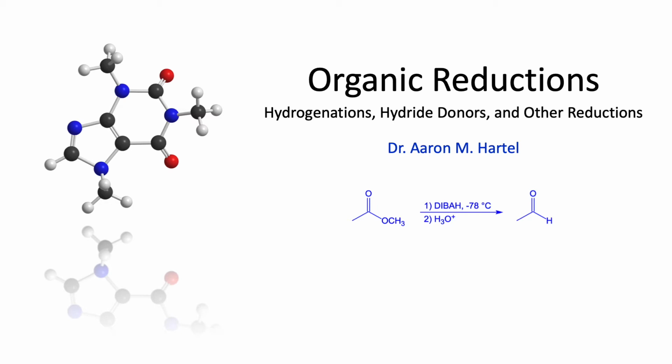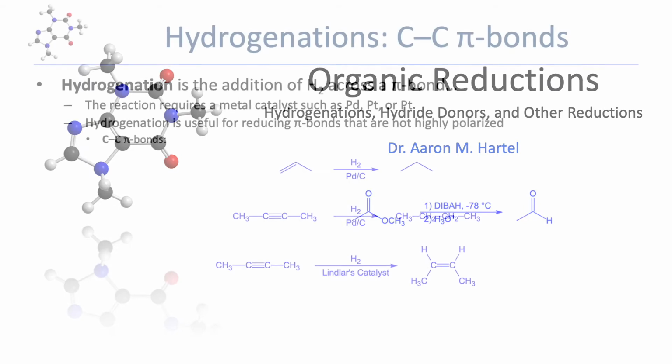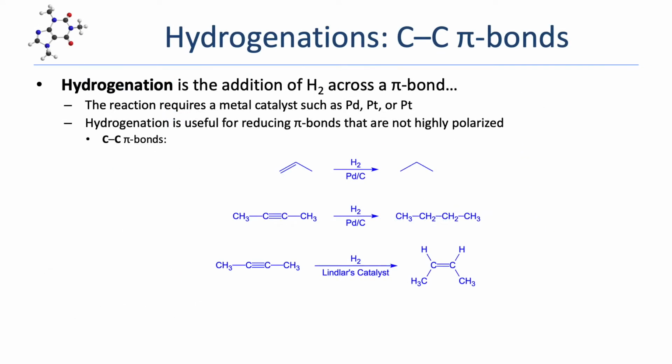In this lesson, we survey the various forms of reduction used throughout organic chemistry, including hydrogenations, hydride donors, and other reductions. Organic reductions can be categorized into three general types: hydrogenations, reductions using hydride donors, and other miscellaneous reactions. First up, we have hydrogenations.